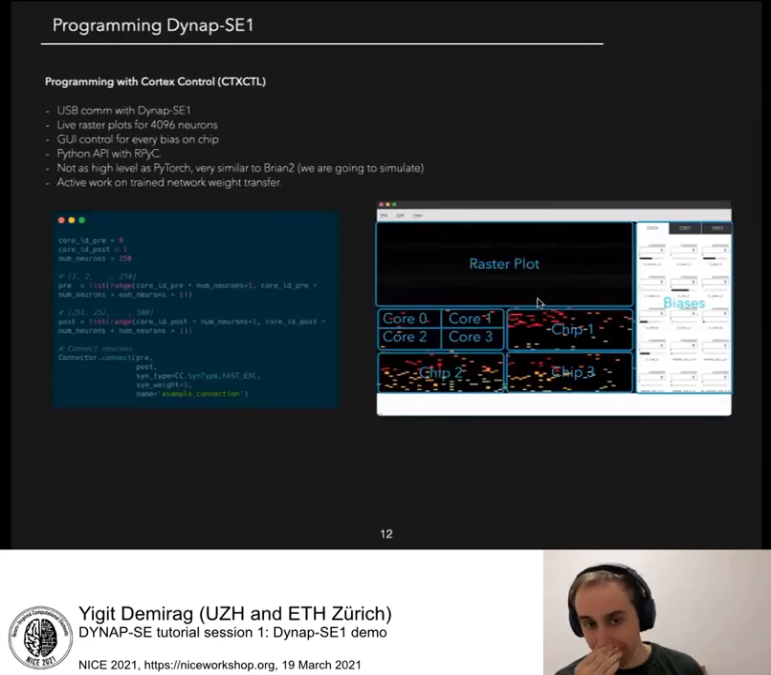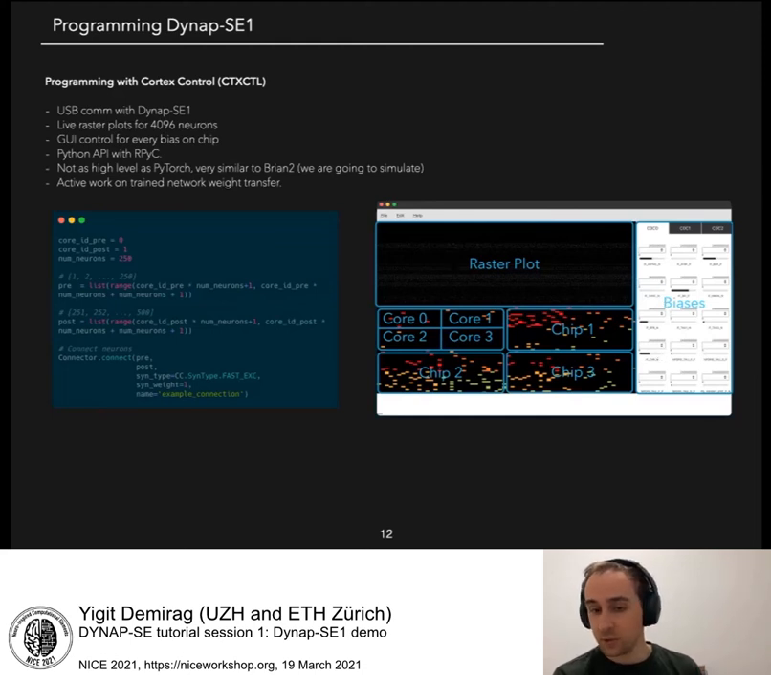So how are we going to program the DYNAP-se 1? We are going to connect it with USB to the computer, and we are going to use this Cortex Control library that Dimitri is going to show you in a minute. Basically, we can watch the live raster plot of the chip for every single neuron here, and we can tune the biases with this graphical user interface of Cortex Control.